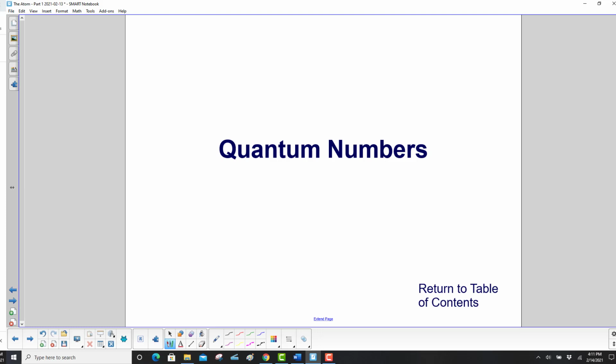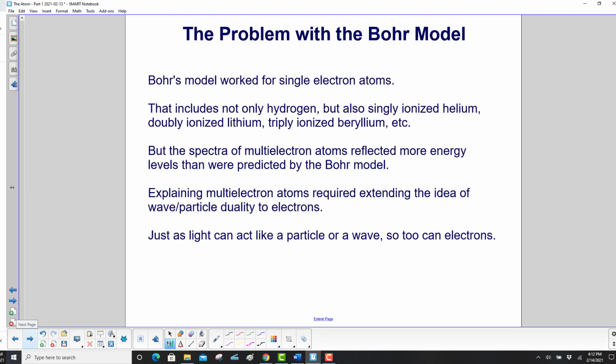Quantum numbers. Bohr's model worked for single electron atoms. And notice the title here, right? Bohr fixed the old atomic model, but now there are issues with the Bohr model. It works for hydrogen, but also singly ionized helium, doubly ionized lithium, triply ionized beryllium, etc. In other words, atoms that only have one electron. But the spectra of multi-electron atoms reflected more energy levels than were predicted by the Bohr model.